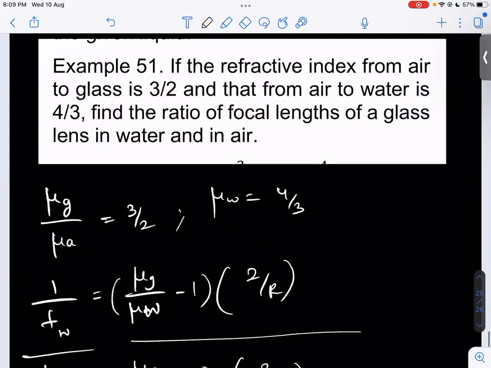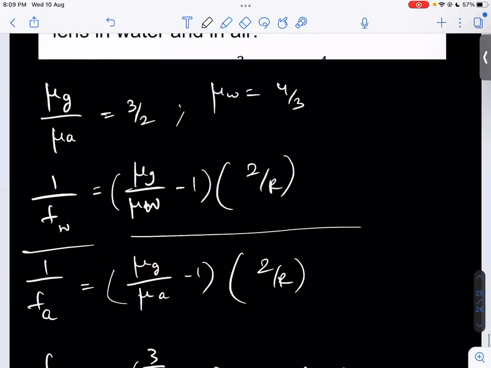They asked you the refractive index of lens in water and air. Glass lens. It's a glass lens which is placed in water and air.